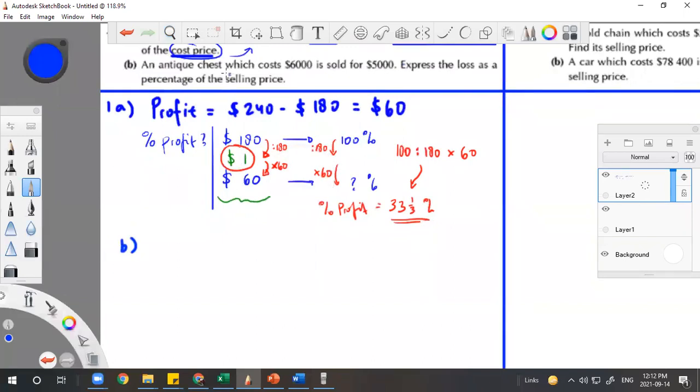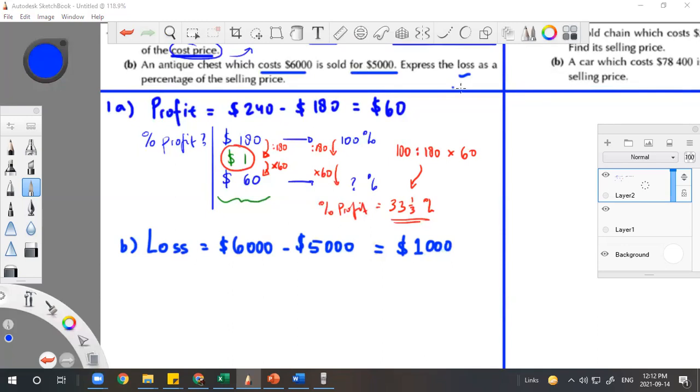B. An antique chest which cost $6,000 is sold for $5,000. You buy at 6,000, but you sell it at about 5,000. It is a loss. See, the question is giving you a loss also. So the loss will be 6,000 subtract 5,000, so it is 1,000. $1,000 for the loss.